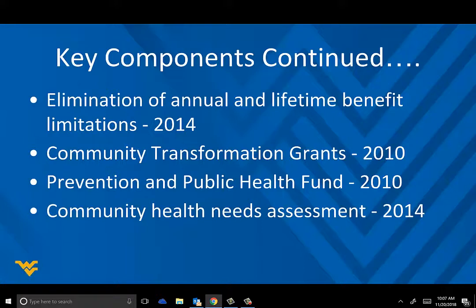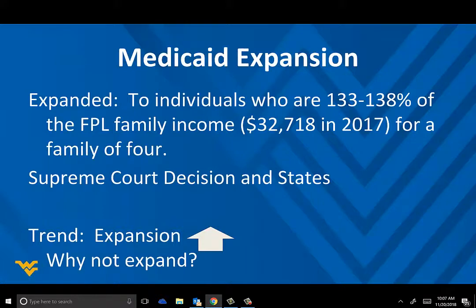And then there were some other public health things that we talked about that were also funded through the Affordable Care Act. The Medicaid expansion, big things to know. It expanded the Medicaid from individuals at 100% to 133% of the federal poverty level. So in 2017, again, you see there, that's $32,718 for a family of four. It's not a whole lot of money.